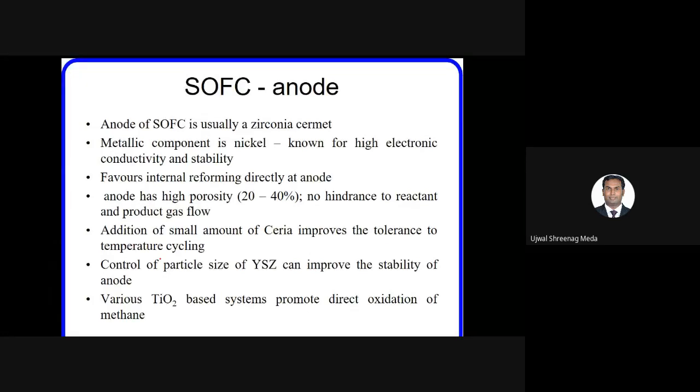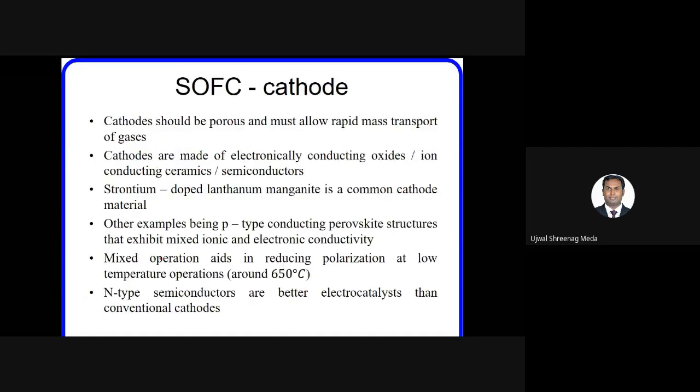There are other variants based on titania, that is titanium dioxide, which are known to promote direct oxidation of methane when methane is used as fuel. This is about the anode of SOFC. So coming to cathode, the fabrication or handling is not that straightforward like anode.